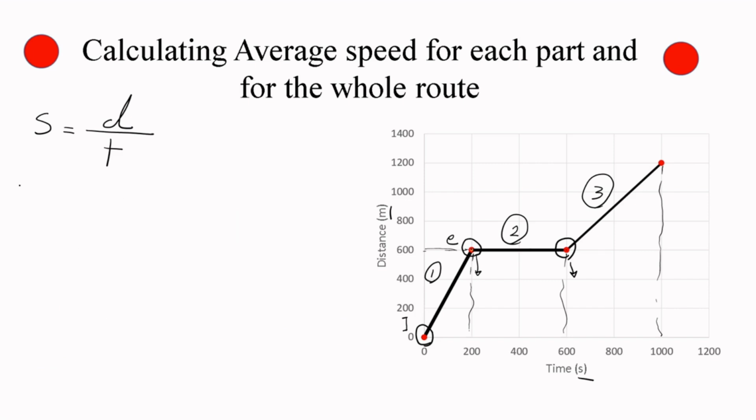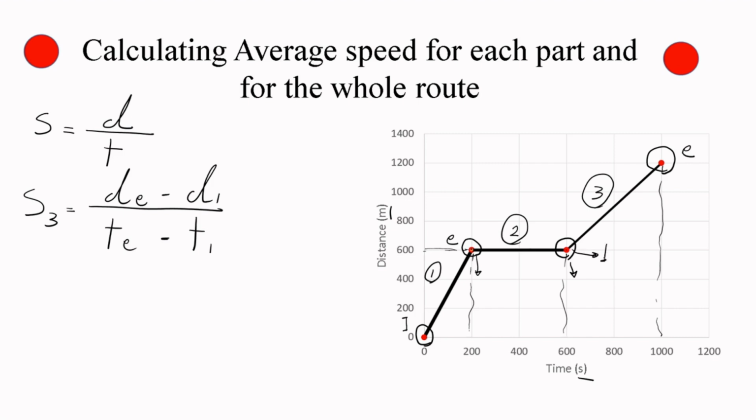Let's calculate average speed for the third part. We are going to use the same formula, which was d of ending point minus d of initial point over t of ending point minus t of initial point. What is the ending point? Can you see the ending point of the third part? Yes, this is the ending point of the third part. And this is the initial point of the third part.